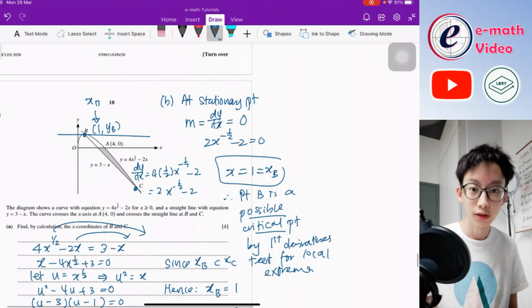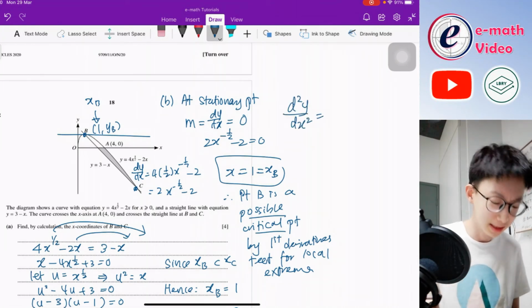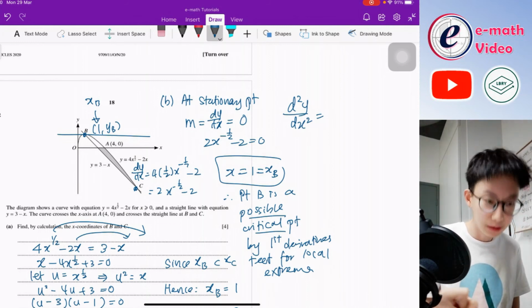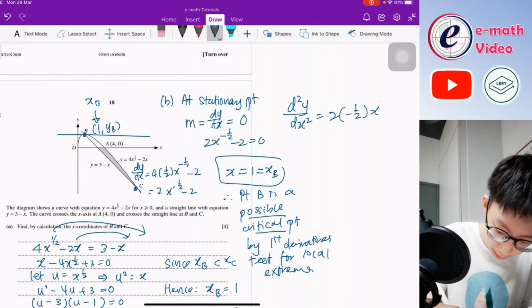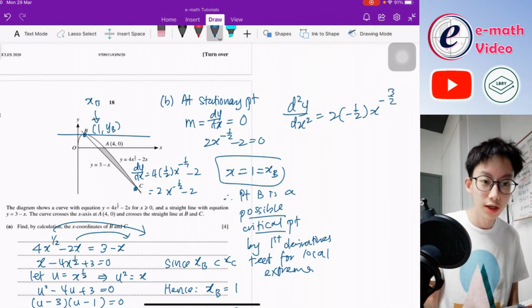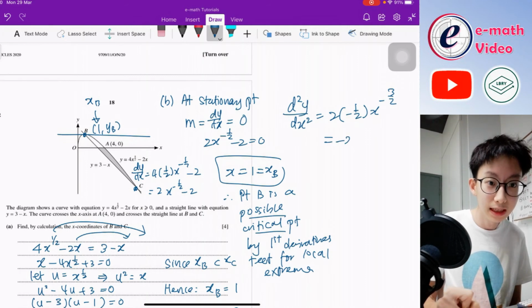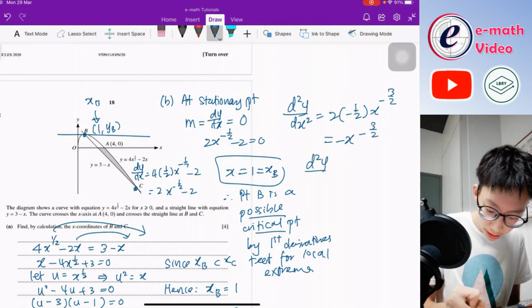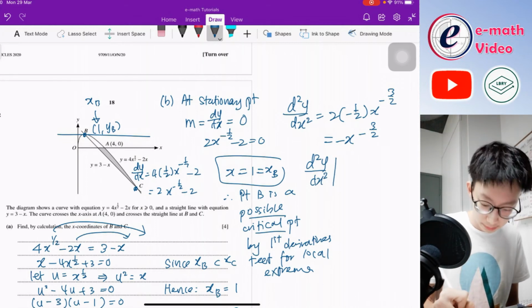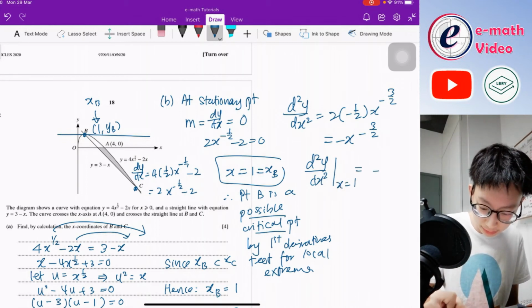Then we go ahead and do the second derivative. I'll just do it real quick. d2y/dx squared, because I don't think this is necessary now. You bring down the power minus 1, negative x to the negative 3 over 2, you differentiate a constant becomes a 0. So it will just be negative x to the negative 3 over 2. And then d2y/dx squared at x equals to 1, you just sub the 1 into it, it will just be negative 1.